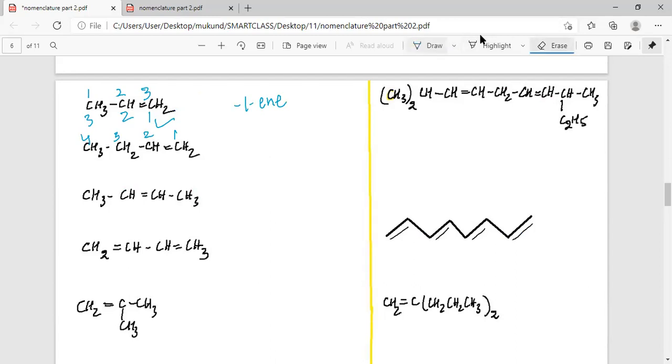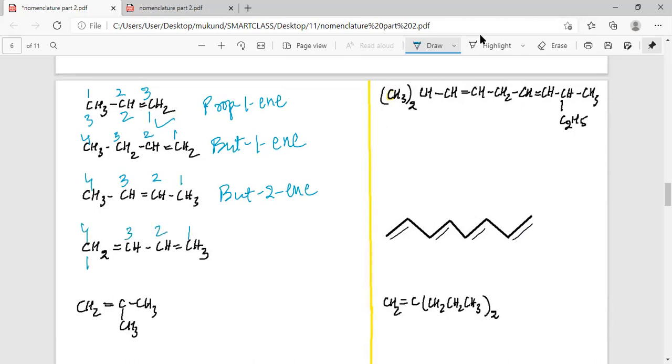It's a prop-1-ene. This is prop-1-ene. This is nothing but but-1-ene. And then we have the next one. See, if you write it this way, 1, 2, 3, and 4, so it is but-2-ene. Then the next one we have 1, 2, 3, and 4. Even if we write it this way, 1, 2, 3, and 4.